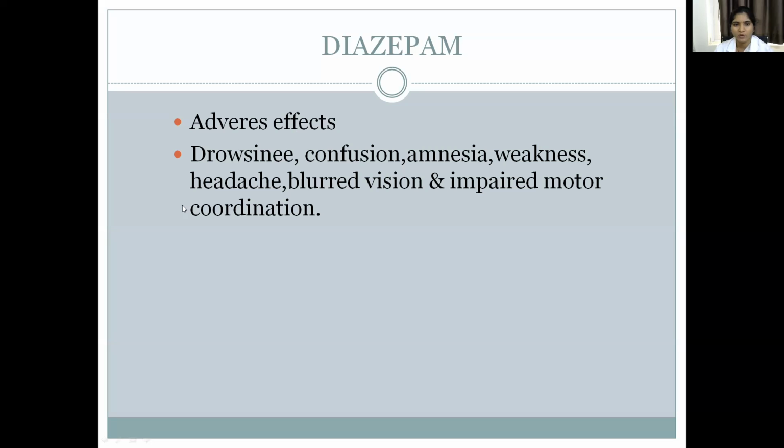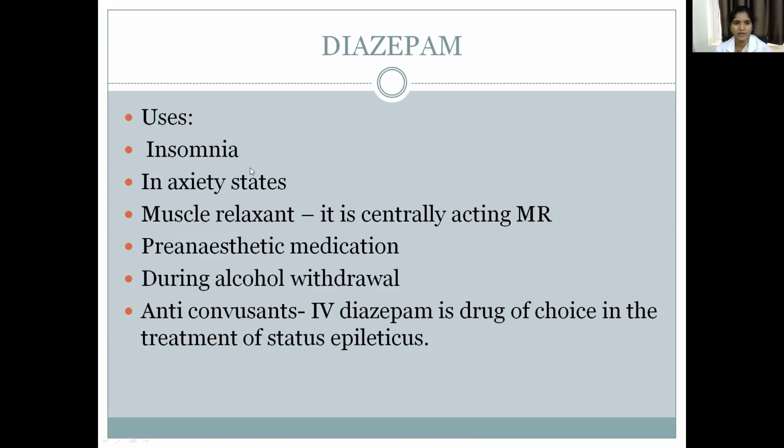Next, the uses of diazepam. What are the uses of diazepam? It is used in insomnia, in anxiety states, and as a muscle relaxant, because it is a centrally acting muscle relaxant. It is used in pre-anesthetic medication and during alcohol withdrawal symptoms, and it is used as an anticonvulsant. IV diazepam is the drug of choice in the treatment of status epilepticus. These are the uses of diazepam.